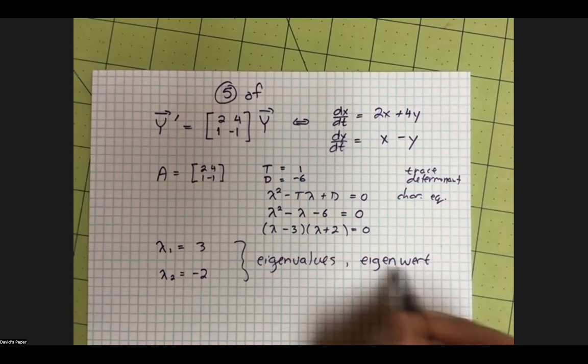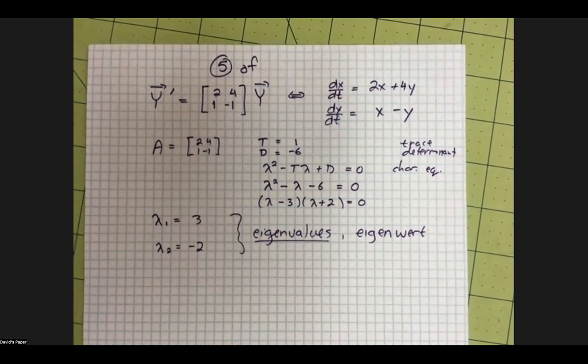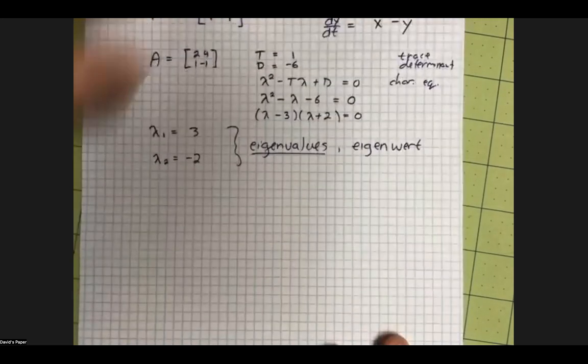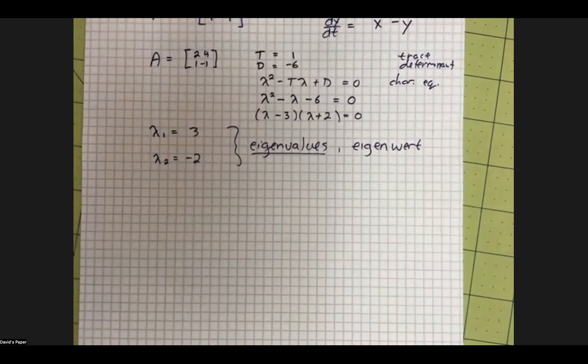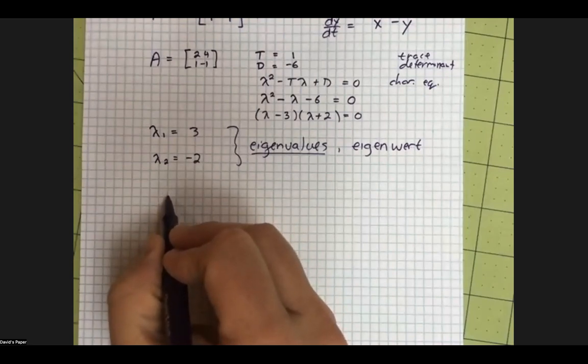Eigenwert, unique value, unique worth. So why are they uniquely valuable to us? Well, I'm looking at page 2 on your booklet. And page 2 on your booklet goes like this.